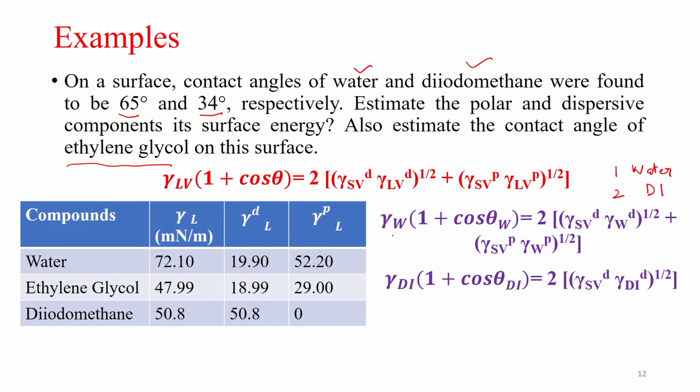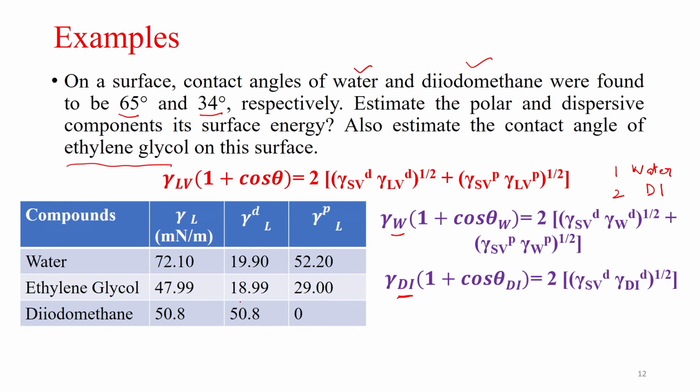So, this equation is for the water and this equation for the diiodomethane. Water is having, of course, both the dispersive as well as the polar component. So, it will have the same equation here, but if you just see, diiodomethane is having only dispersive component.